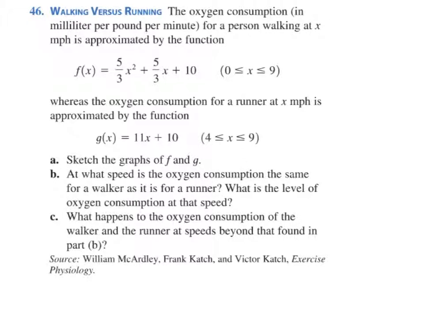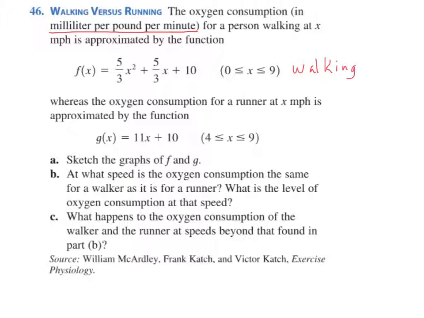So I want to give you a little hint on how to attack number 46 from lesson 2-3. This is similar to one of our homework assignment problems from WebAssign. This problem has to do with oxygen consumption, comparing walking and running. And notice it tells us that oxygen consumption is measured with millimeters per pound per minute. That's the units of measure for that particular measurement, that quantity. Now this first function has to do with walking.